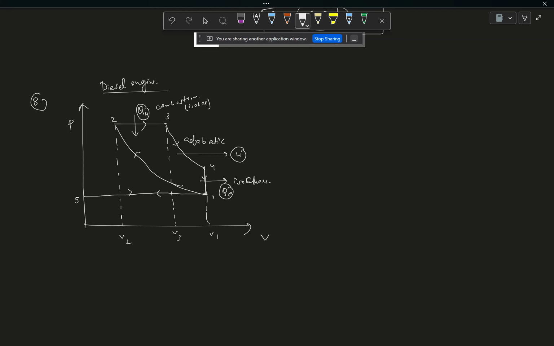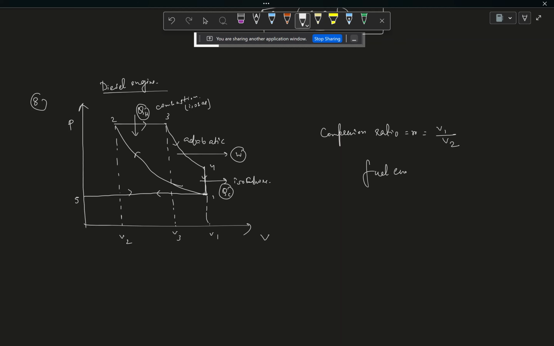Now the different definitions, like the compression ratio R, remain the same, that is V1 by V2. So from 1 to 2, the volume is compressed, and that compression, V1 by V2, is measured by the compression ratio.